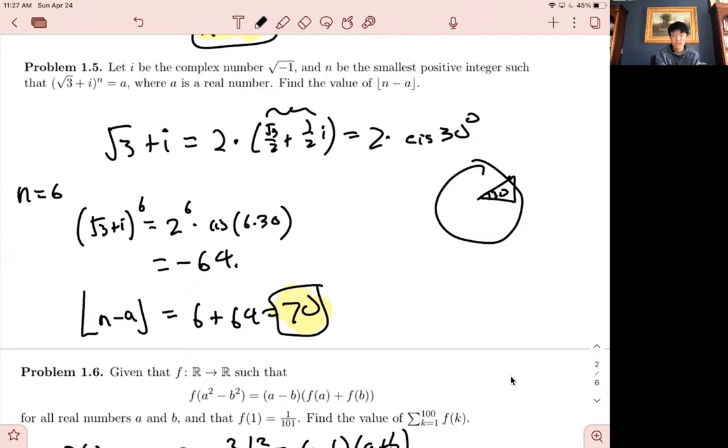And this happens when it's either a multiple of 360, so it's a positive number, or a multiple of 180, so it's a negative number. So we choose n equals 6. Then root 3 plus i to the 6th is equal to 2 to the 6th times cis of 180. And cis of 180 is over here, so that's -1. And so this equals -64. And that means that n minus a is equal to 6 plus 64, which gives 70.